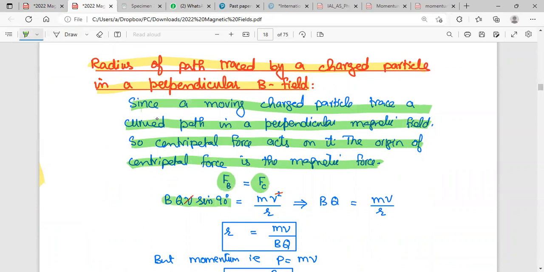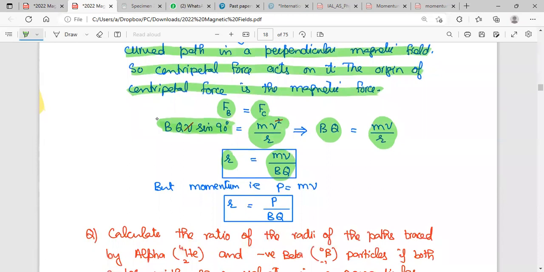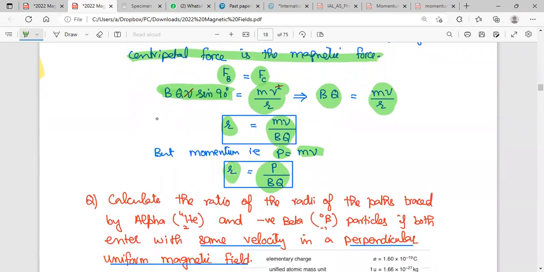So we say that the magnetic force is BQV sine theta, and the centripetal force, in circular motion, we studied that it is mv squared by r. So this v and v are cancelled away. So you are left with BQ equals mv over r. And from here you can make r the subject, so it comes to be mv over BQ. But you know that this mv is equal to momentum, the product of mass and velocity. So we say that the radius is equivalent to the momentum of the particle over B into Q. So this is the expression for finding the radius of the path traced by the particle when moving inside the magnetic field.